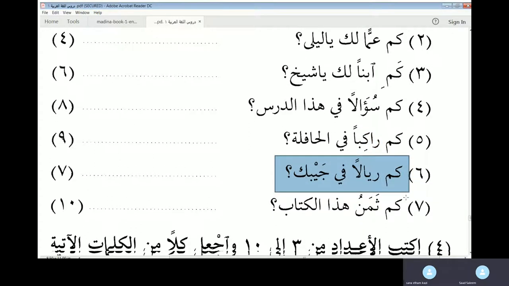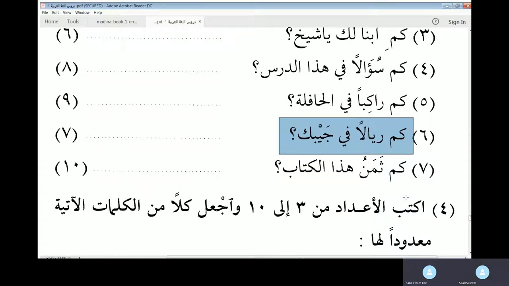Kam thaman hadhal kitab? You have missed one line. Kam riyalan fi jaybika? How many riyals are in your pocket?